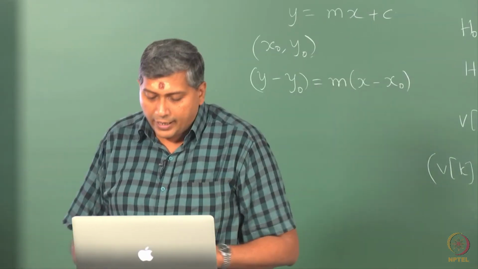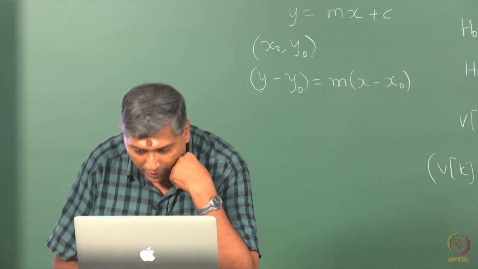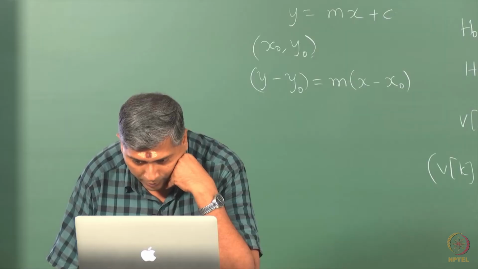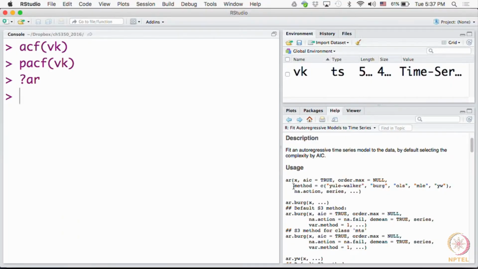Okay? And then there are other options here. For example, it is asking for the method that you want to use, whether you want to use Yule-Walker method or you want to use Burg's method or ordinary least squares and so on. Right now, let us not worry about the methods. When we move to estimation theory, we will know what all these methods are. We will just stick to the default one, maybe the default one I think is Yule-Walker.